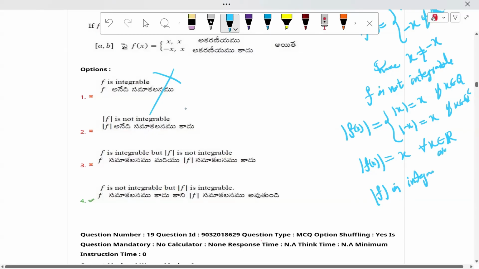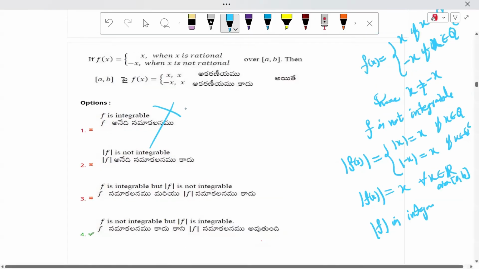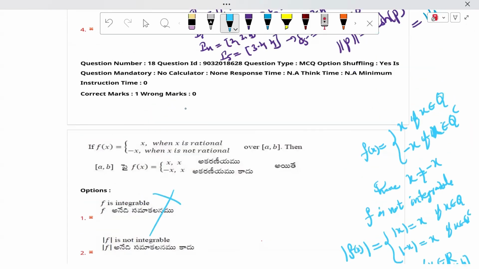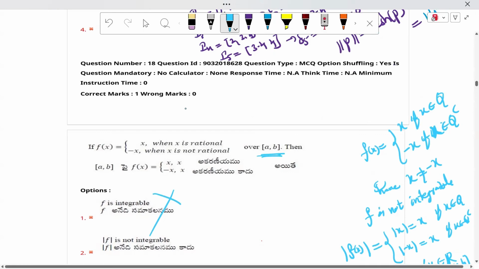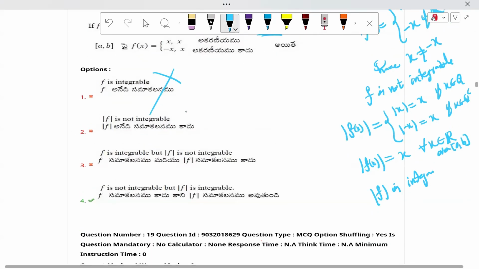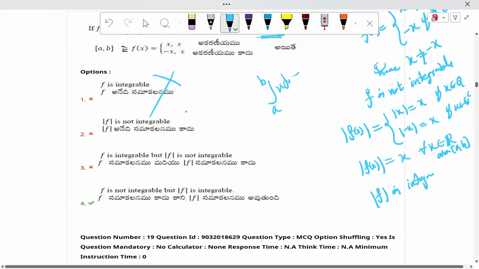ఓవర్ అక్కడ ఏమన్నాడు? ఓవర్ క్లోజ్డ్ ఇంటర్వెల్ a కామా b అని అన్నాడు. ఎస్ అక్కడ చూడండి, క్లోజ్డ్ ఇంటర్వెల్ a కామా b అని అన్నాడు ఇక్కడ క్వశ్చన్ లో. క్లోజ్డ్ ఇంటర్వెల్ a కామా b మీద ఇంటిగ్రబుల్ అవుతుంది కదండి. f x ని ఇంటిగ్రేషన్ చేయొచ్చా? a to b it is the x dx. ఎస్ చేయొచ్చు. it is x square by 2 ఇంటిగ్రేషన్ a to b, it is nothing but 1/2, b square minus a square. ఎస్ ఇంటిగ్రేషన్ వస్తుంది mod f. సో mod x is integrable.